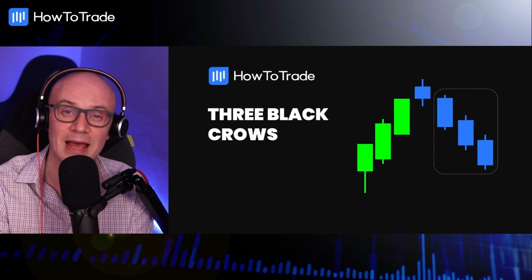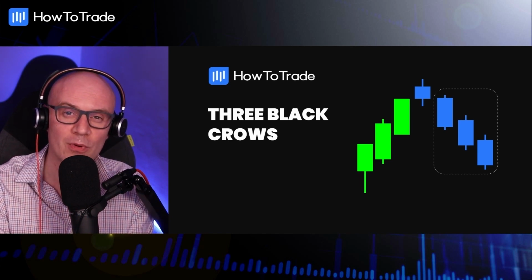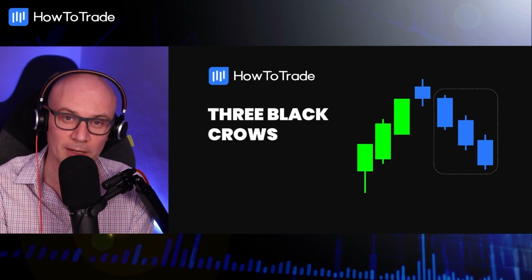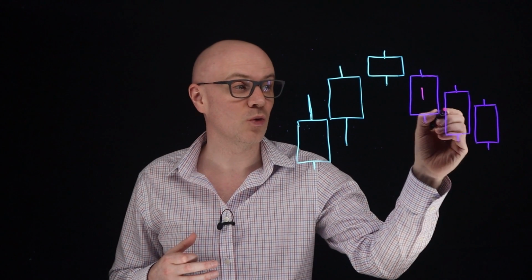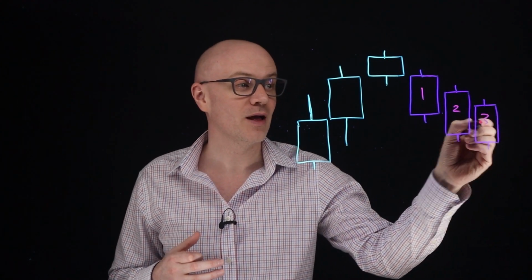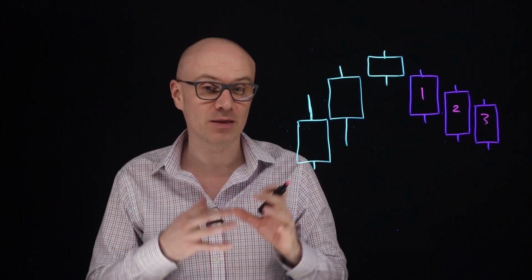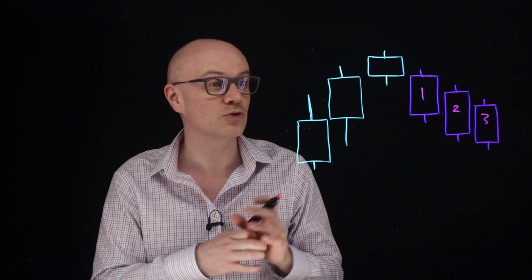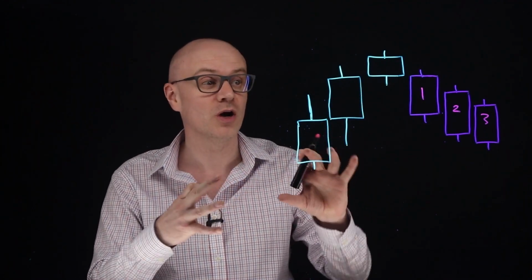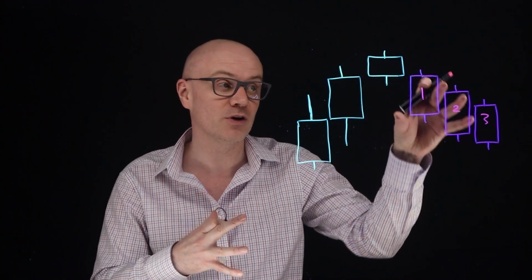So let's break down exactly what you need to see in the price action to identify this properly. You can see representation of the three black crows here. It's these three candles, 1, 2, 3. They are the candles that make up the sequence that gives it its name, the three black crows. And it's a reversal structure. We're looking for an uptrend to basically reverse to the downside.